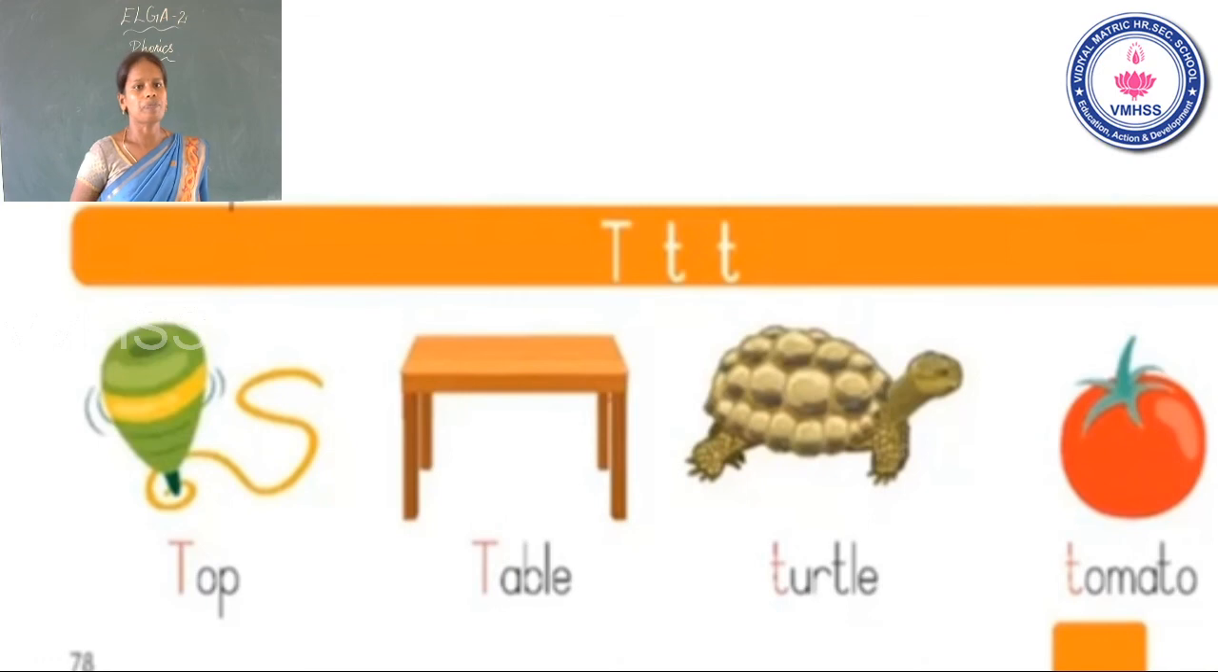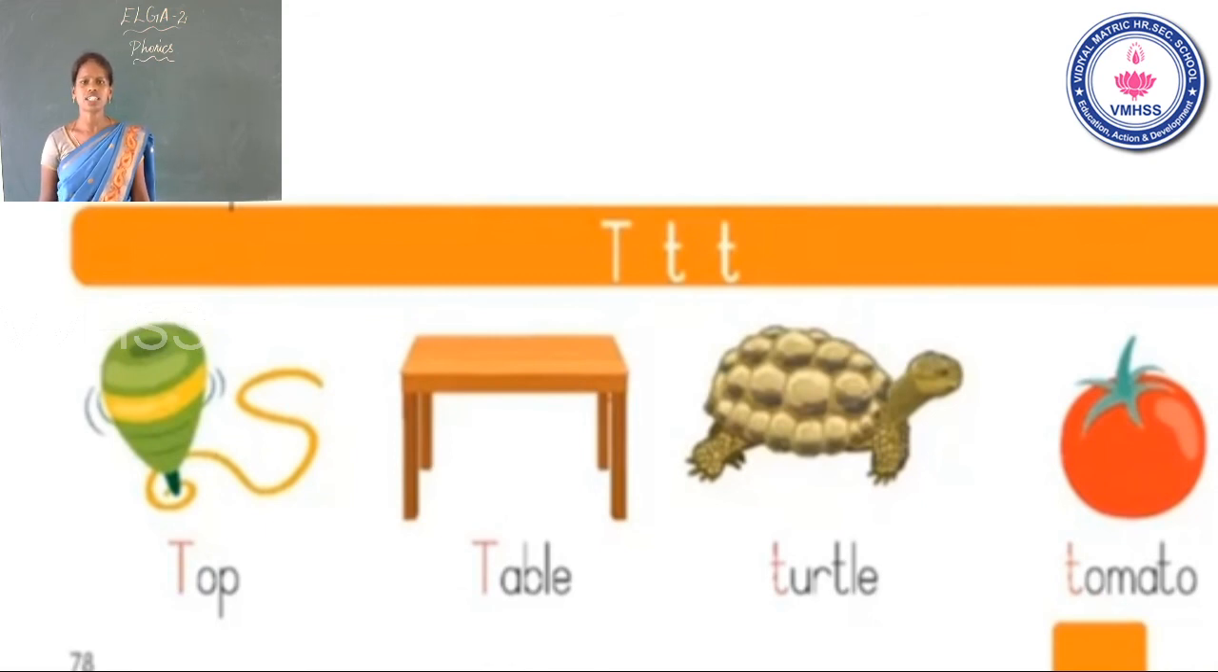T, top. Do you know top? Second one, T, table. Third one, T, turtle. Turtle means tortoise. Fourth one, T, tomato.